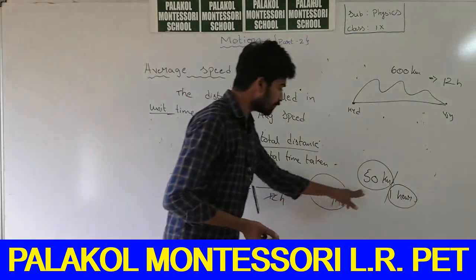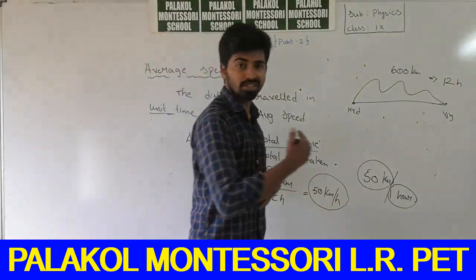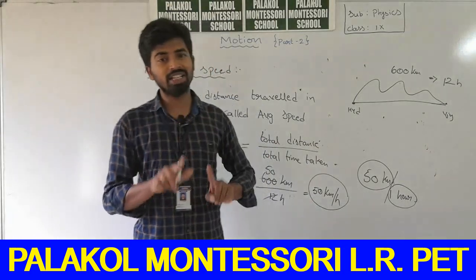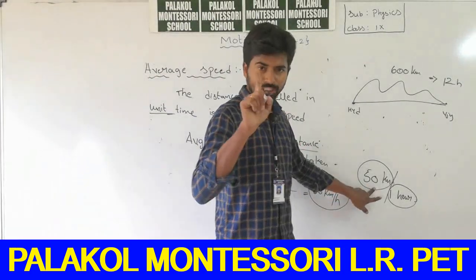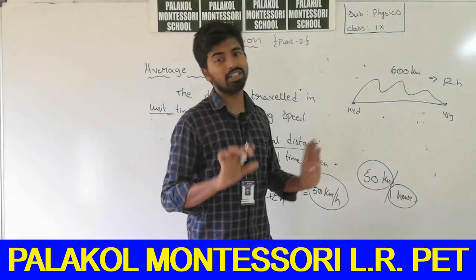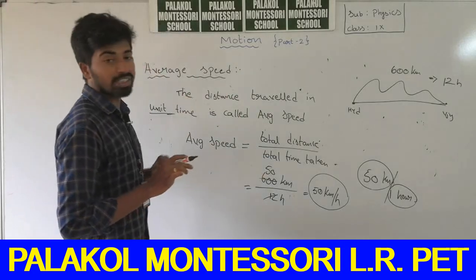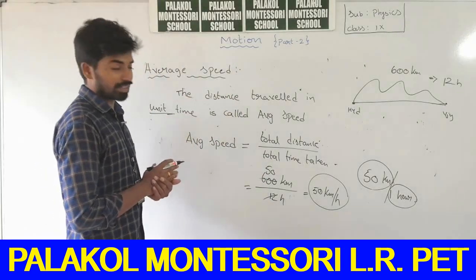So, the average speed is 50 kilometers per 1 hour. You are travelling a distance of 50 kilometers in 1 hour, in unit time. In 1 hour of time, you are travelling a distance of 50 kilometers. So, that is the average speed. Average speed will give the distance travelled in unit time.